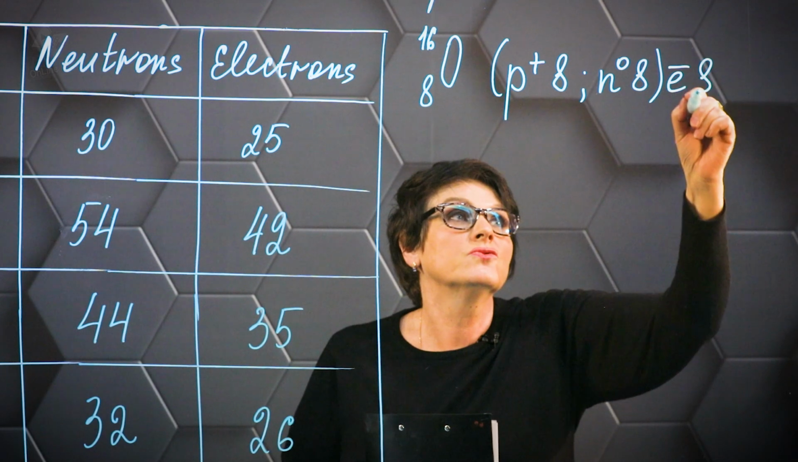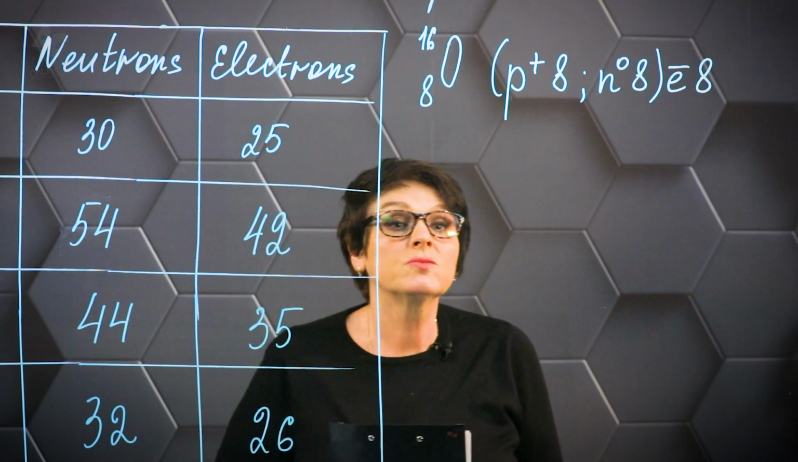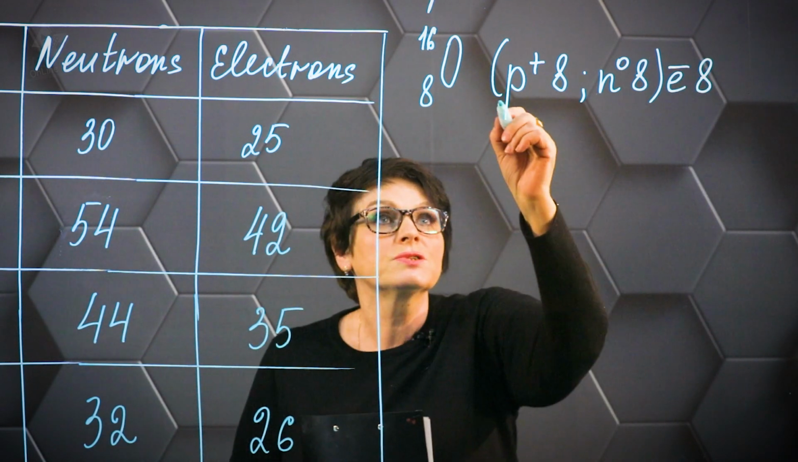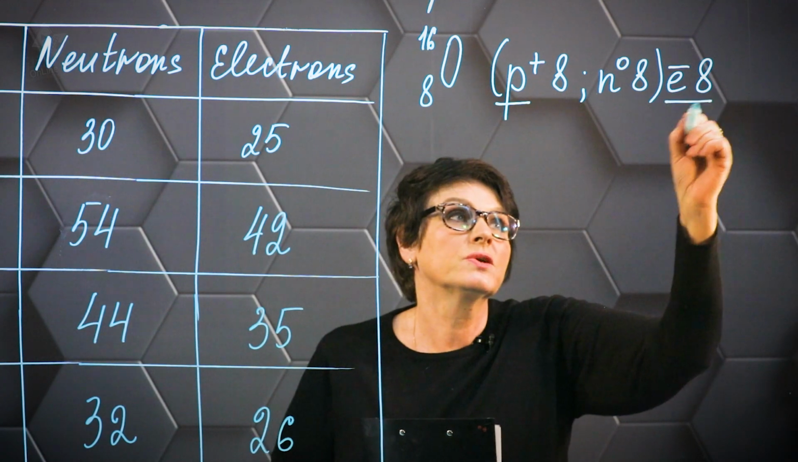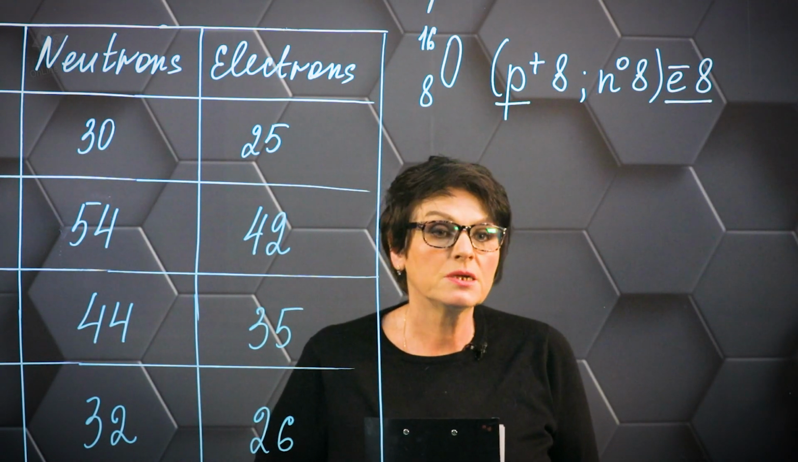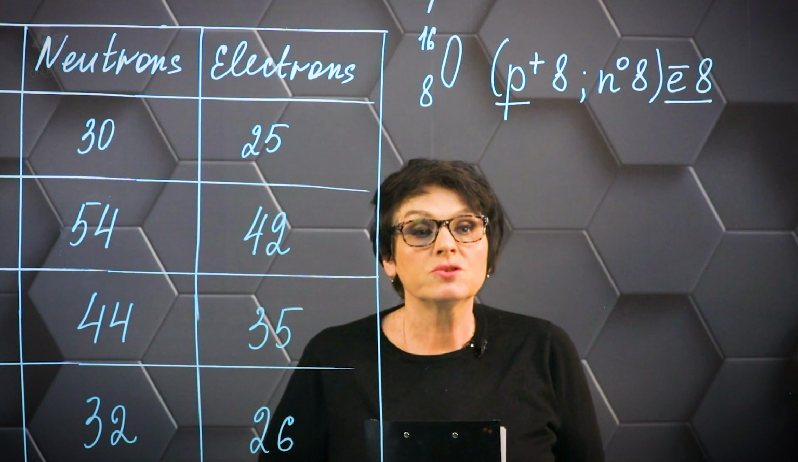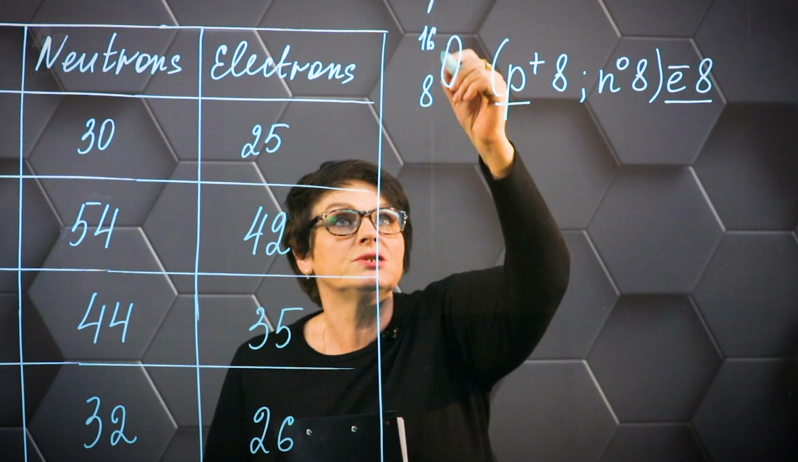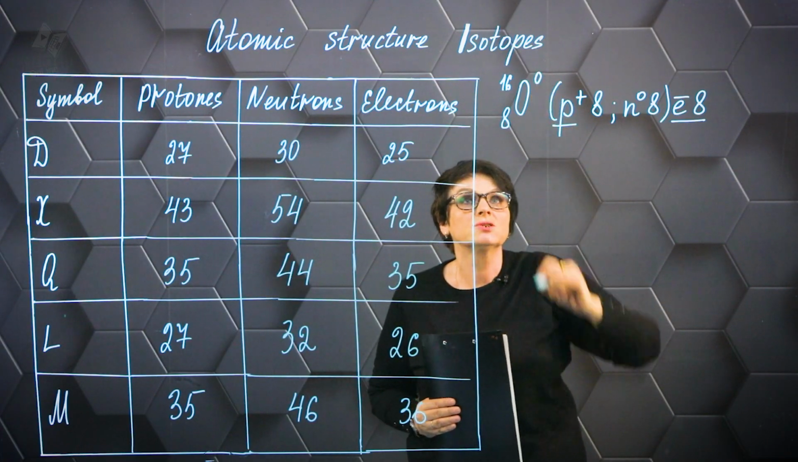Then in this case it is easy to notice that the number of protons and electrons, that is particles that have opposite charges, in this atom will be the same. So such a particle, oxygen, will have 0 charge. That is, this particle has no charge.